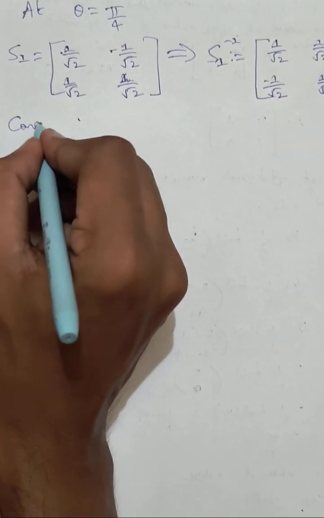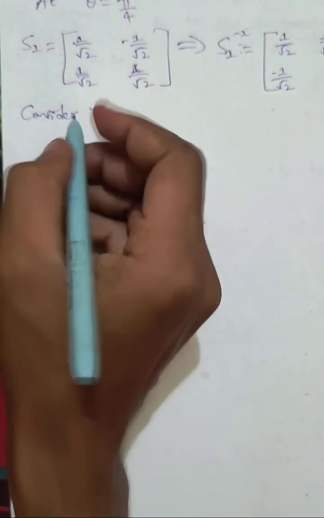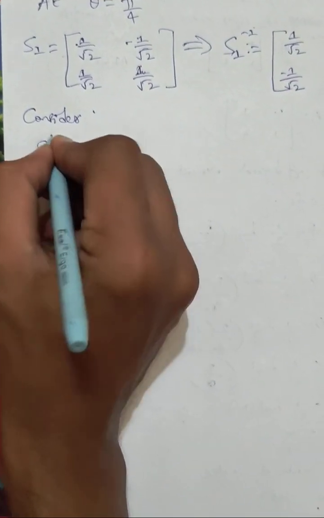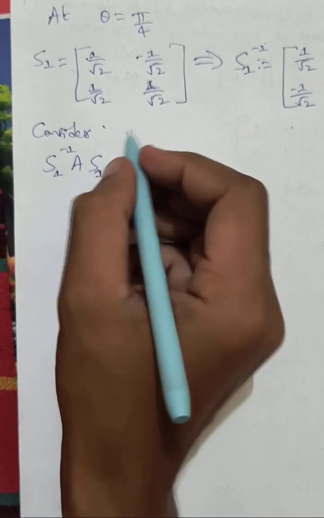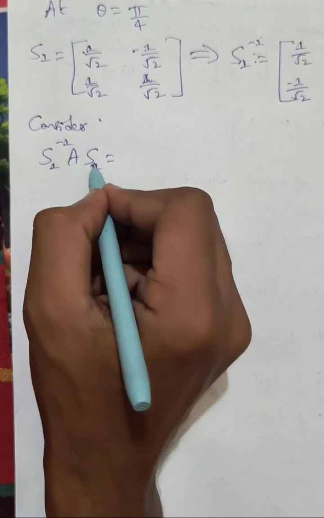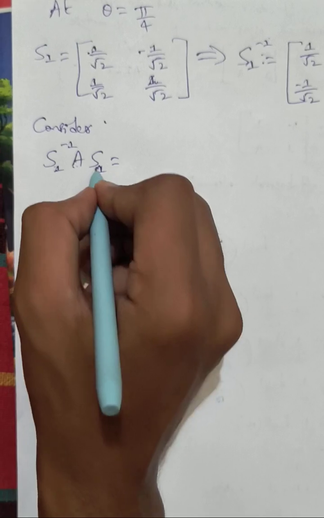Now consider what we have to consider here. We have to consider the matrix multiplication S1 inverse A S1. What does this mean? S1 inverse A S1. You should not consider S1 A S1 inverse.